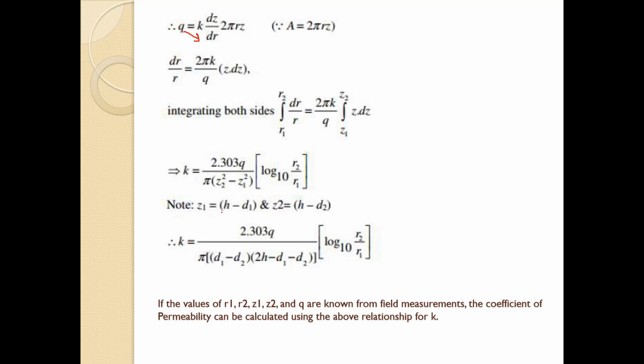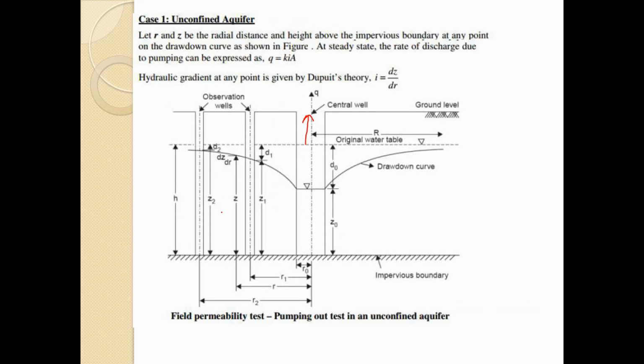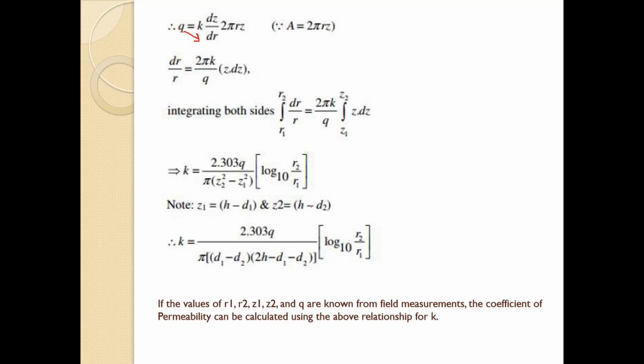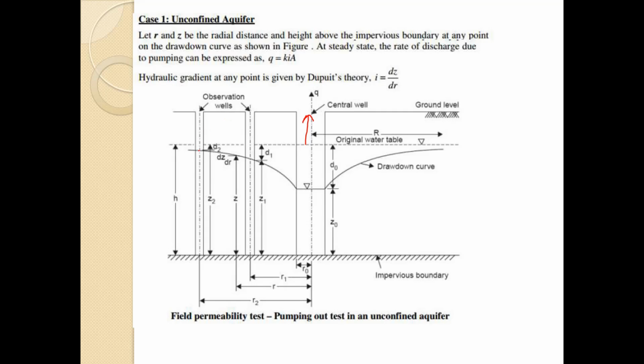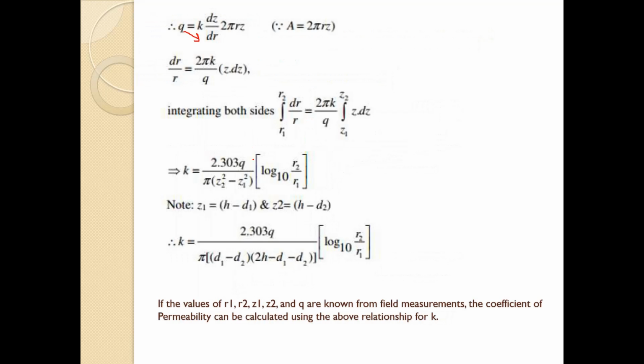Note here that z1 equals h minus d1, where h is the overall height, and z2 equals h minus d2. So we get K equals 2.303 Q divided by pi (d1 minus d2) into (2h minus d1 minus d2) into log 10 of r2 divided by r1. The values of r1, r2, z1, z2 and Q are known because we are measuring them from these wells. Obviously we know h, d1 and d2. The coefficient of permeability can be calculated using this relationship because these values are known.